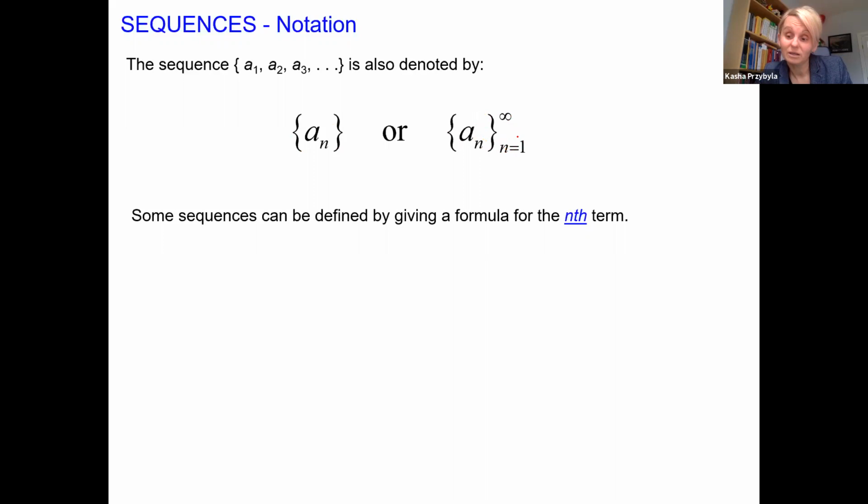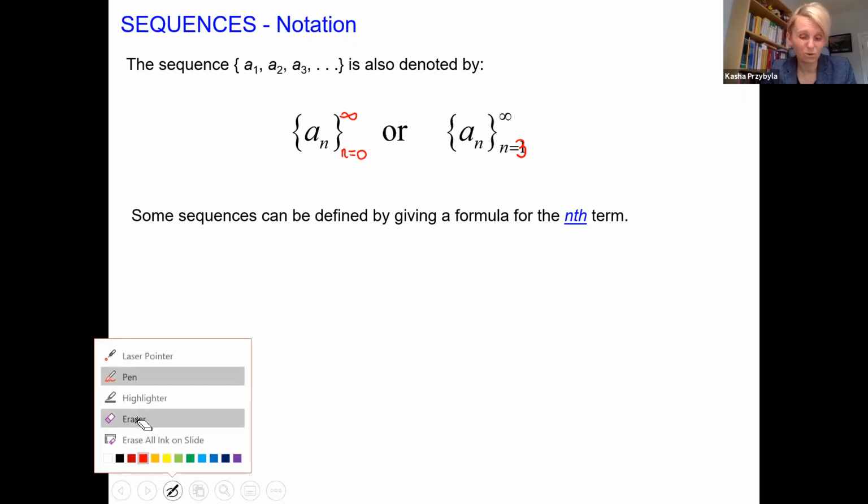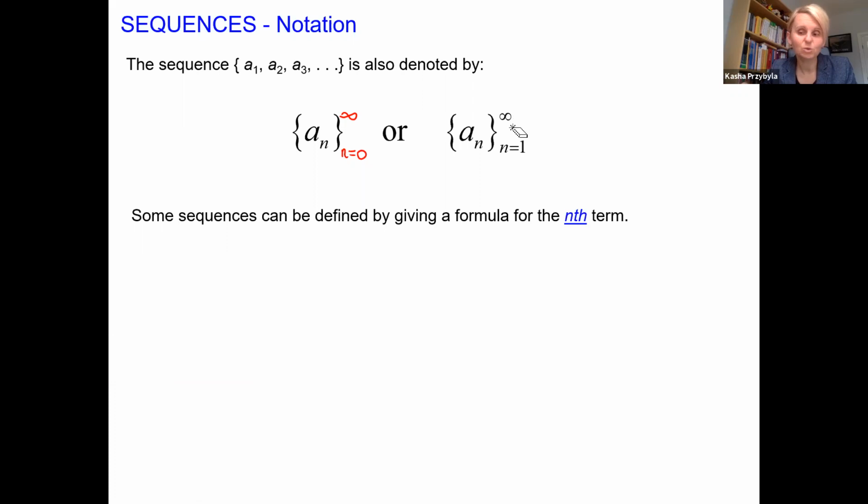Sometimes we may say the first term starts with substituting n equals 3 or 4, or especially when it's something different, like 0. We may add 0, but if it's 1 to infinity, we assume the first term is 1. And as I said, for a sub n, the same as for a function, we will have a formula, but instead of x, we will have n.